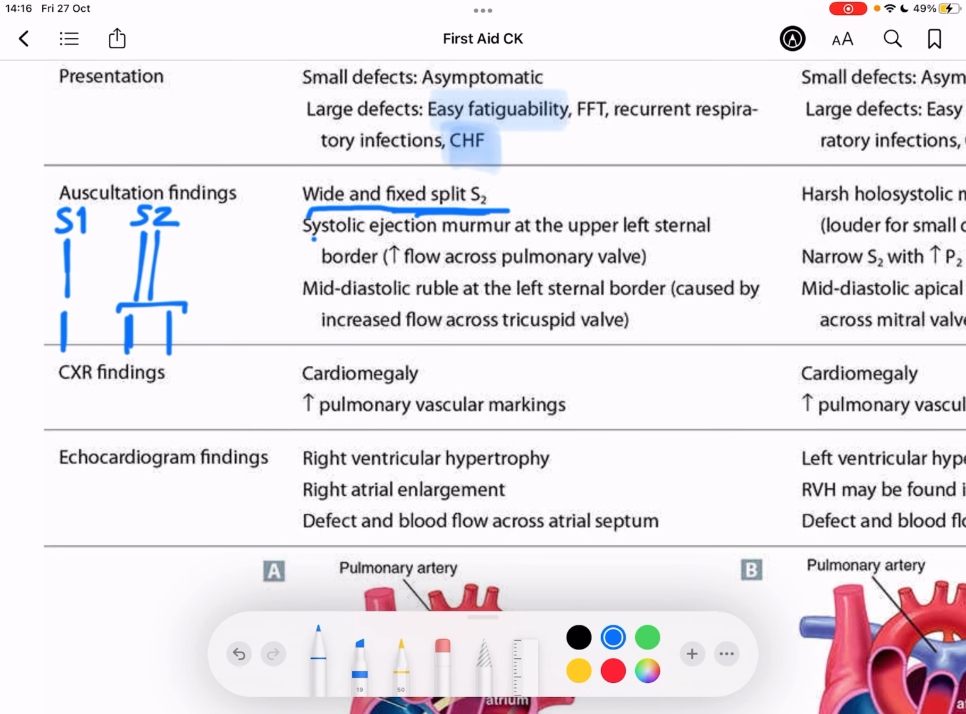We may get a systolic ejection murmur in the upper left sternal border. This is purely because we get increased blood flow across the pulmonary valve. And we also get a mid-diastolic rumble at the left sternal border, which is caused by increased blood flow across the tricuspid valve. And this is essentially in an ASD, we just have more blood going from the left to the right, so it causes more turbulent blood flow across the tricuspid and the pulmonary valves, and that's what causes these murmurs.